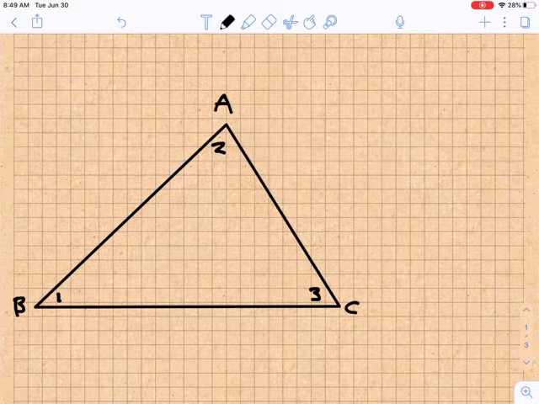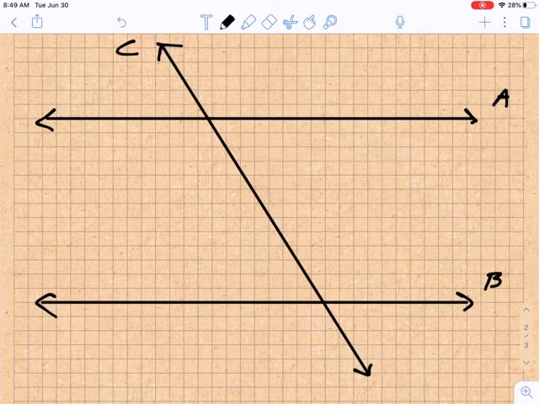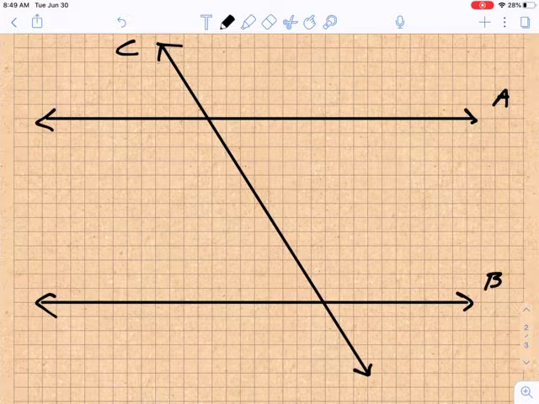So to start with this, we need to do a quick little review, and our review needs to cover parallel lines cut by a transversal. If you remember anything at all about this, I believe it's covered in 8th grade math. I normally teach it to my students.